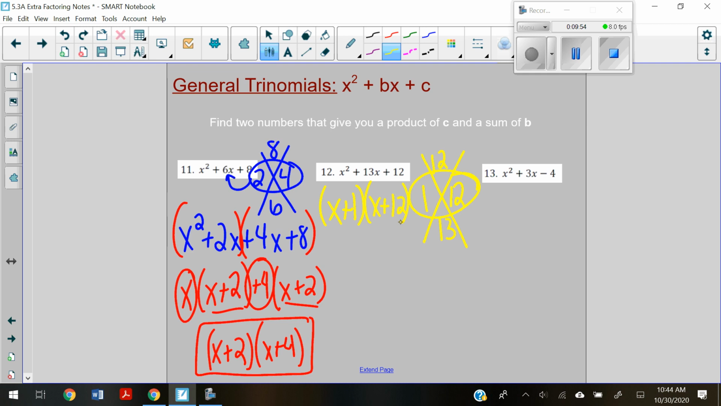Now grouping will work every single time, and grouping is going to help us carry over into factoring trinomials that have an a term to it. So don't totally disregard grouping if you're not a fan of it. All right, so I'm going to leave 13 for you guys to try. So pause the video quick and give 13 a try.